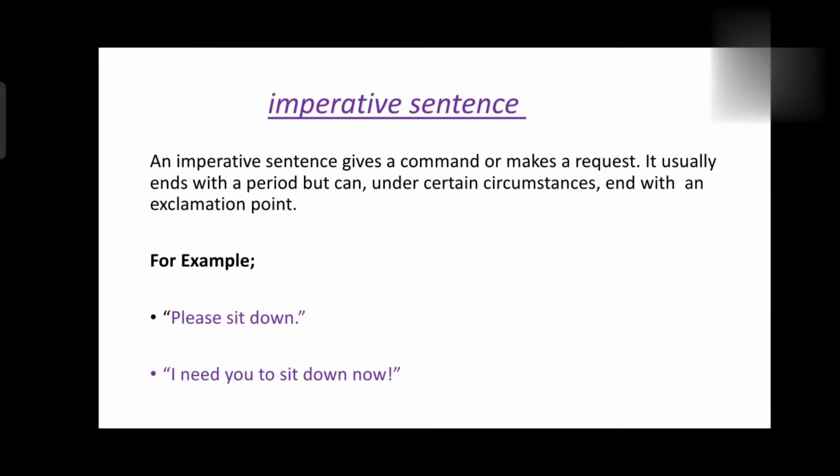And the next one is imperative sentence. What is an imperative sentence? An imperative sentence gives a command or makes a request. It actually ends with a period, but can, under certain circumstances, end with an exclamation point. For example, please sit down. I need you to sit down now.